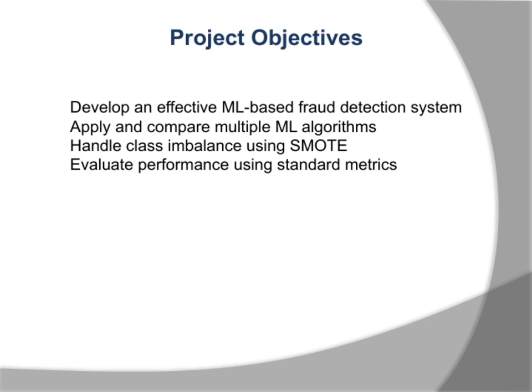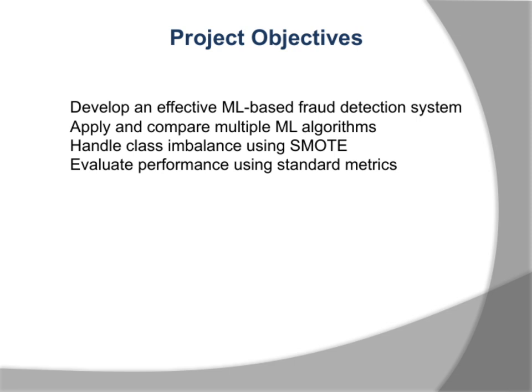Fraud cases are typically much rarer than legitimate ones, which can make modeling tricky. That's where SMOTE comes in. It helps us balance the dataset by creating synthetic examples of the minority class, ensuring our model doesn't just learn to predict the majority class all the time.